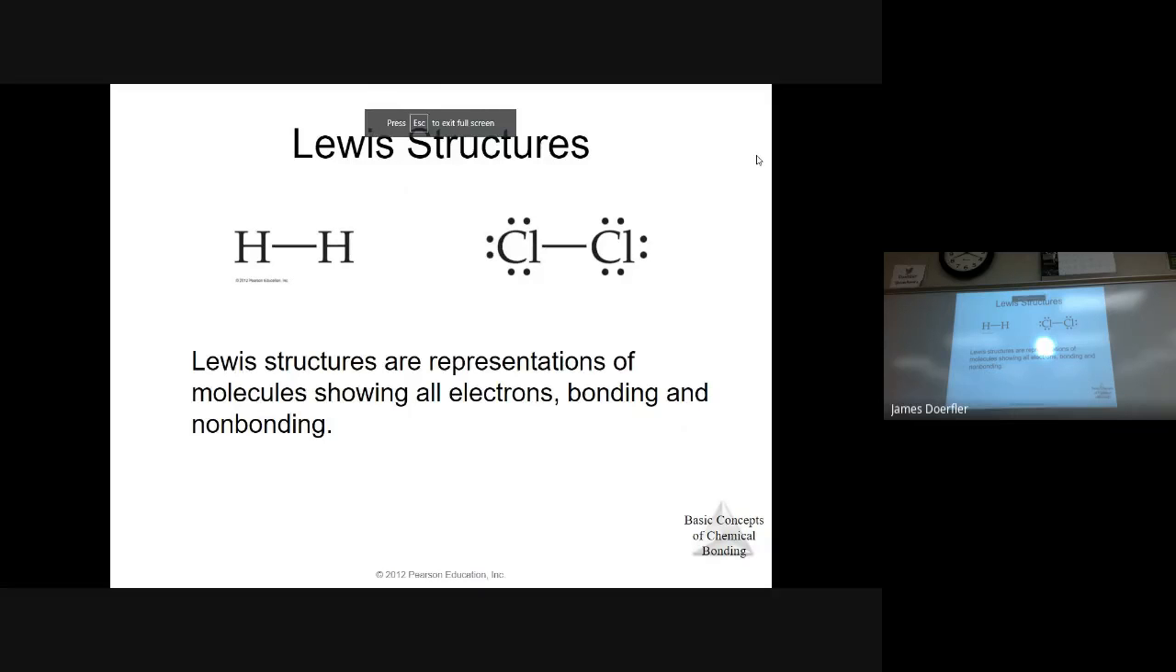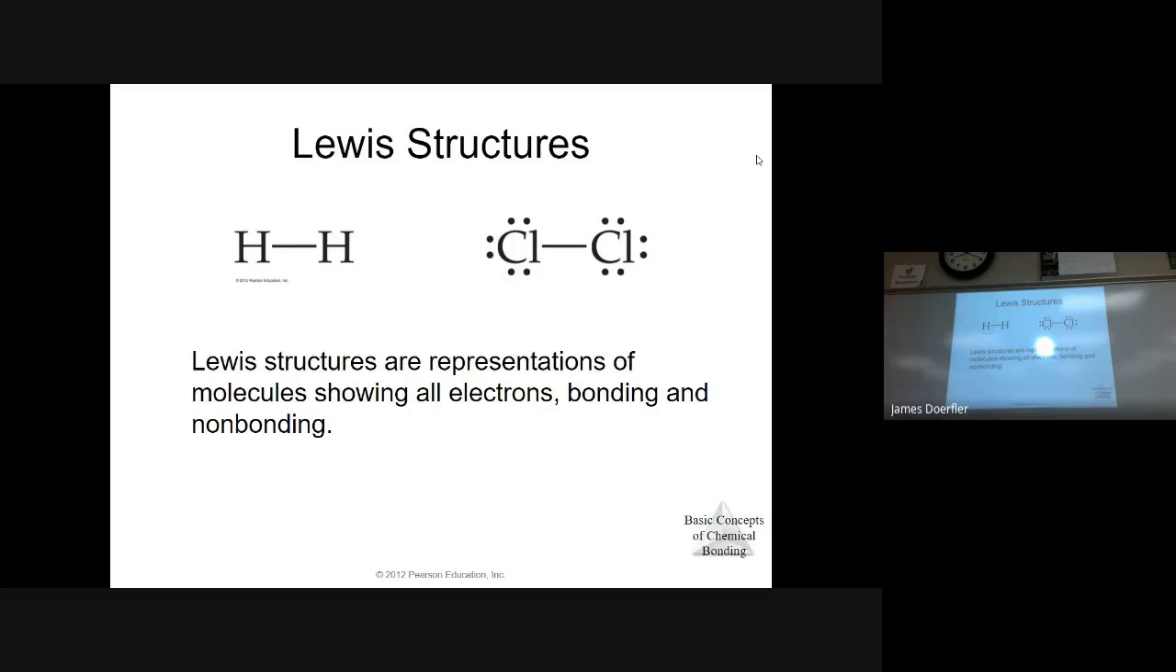So yes, a single line represents 2 electrons. And in the Lewis structures, you notice here with HH, there are no more electrons that are just free and floating, okay? Because each of these H's here has 1 valence electron. So each of those individuals come together to form a bond.